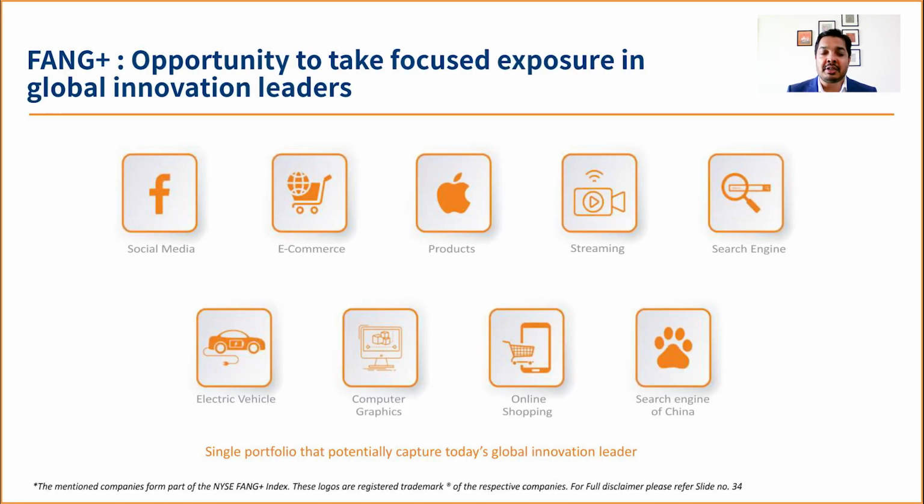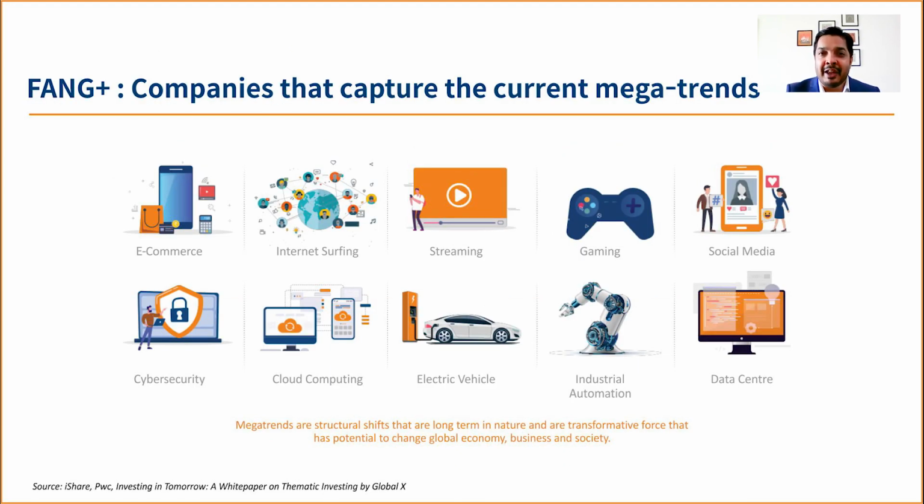Currently, this portfolio consists of very well known companies like Facebook, Amazon, Apple, Netflix, Alphabet, also known as Google, Tesla, Nvidia, Alibaba, and Baidu. And all these stocks have equal weight, and this equal weight is reset on a quarterly basis. And in between the quarters, depending on the performance and price movement, these stocks can move from their equal weight.